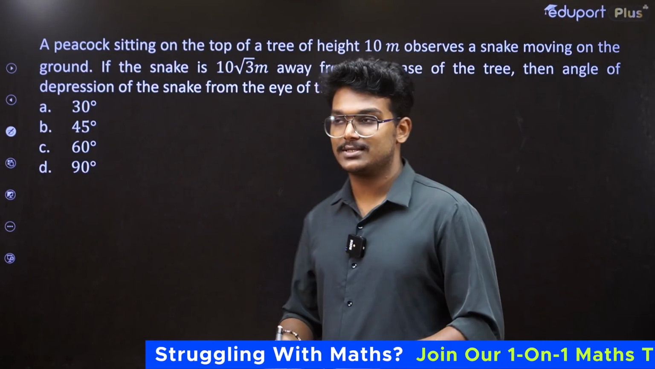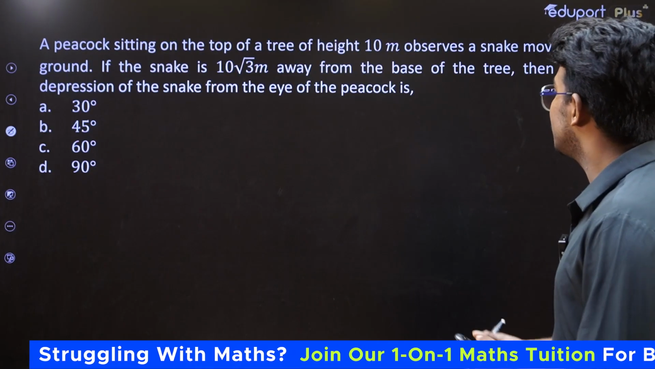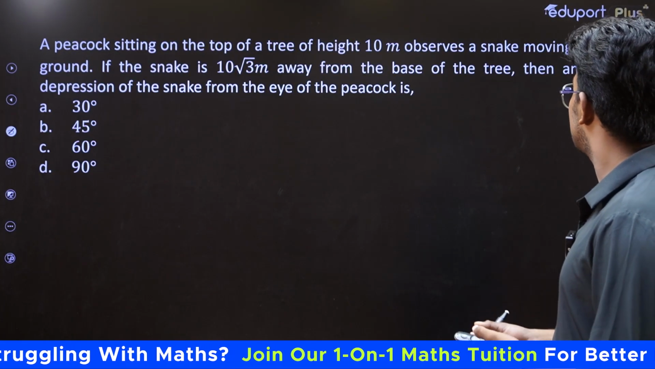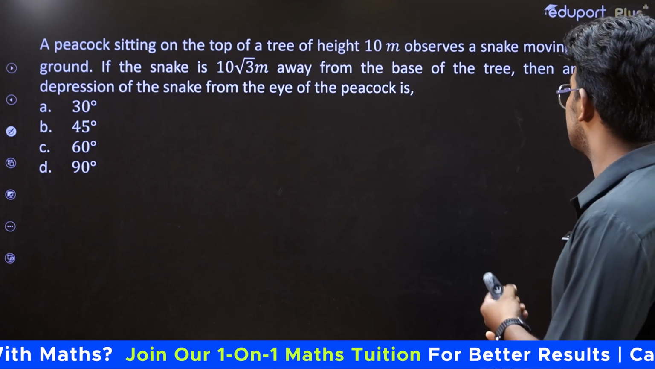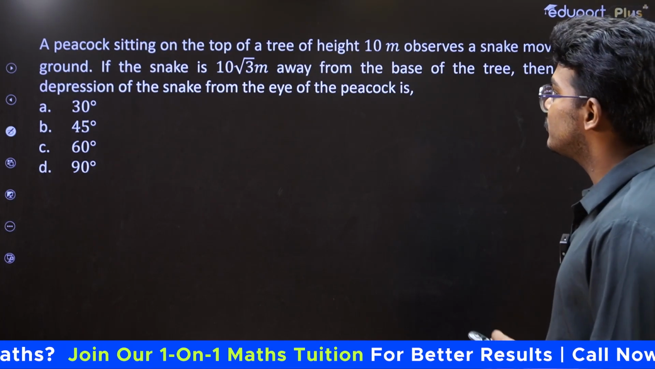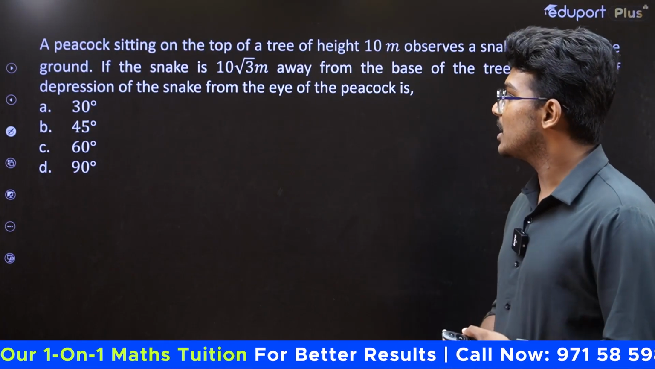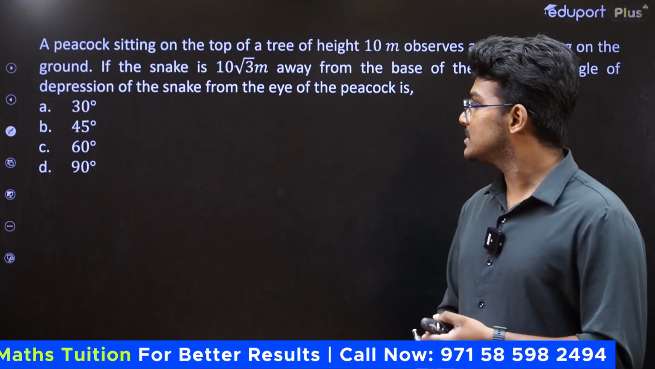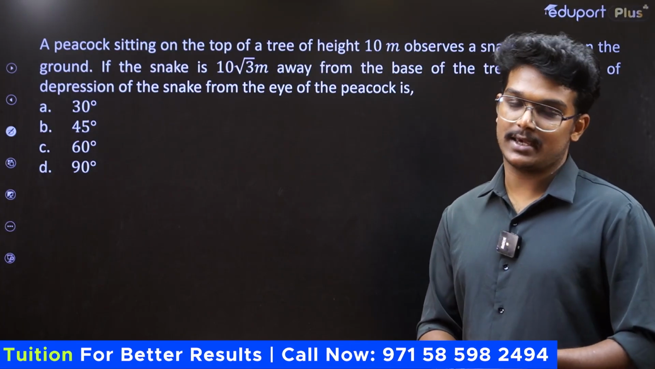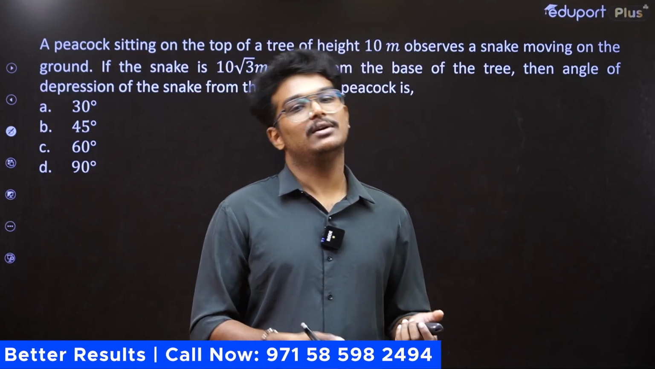So the second question is, a peacock sitting on the top of a tree of height 10 meter observes a snake moving on the ground. If the snake is 10√3 meter away from the base of the tree, then the angle of depression of the snake from the eye of the peacock is: option A 30 degree, option B 45 degree, option C 60 degree and option D 90 degree. Okay, in the last problem we drew a figure like this.